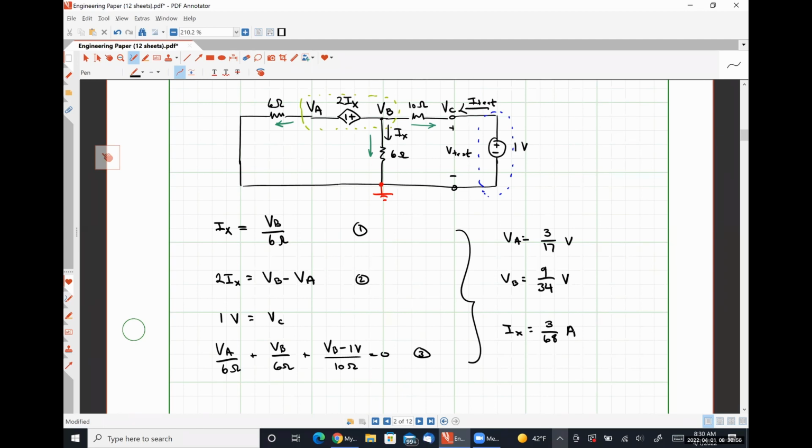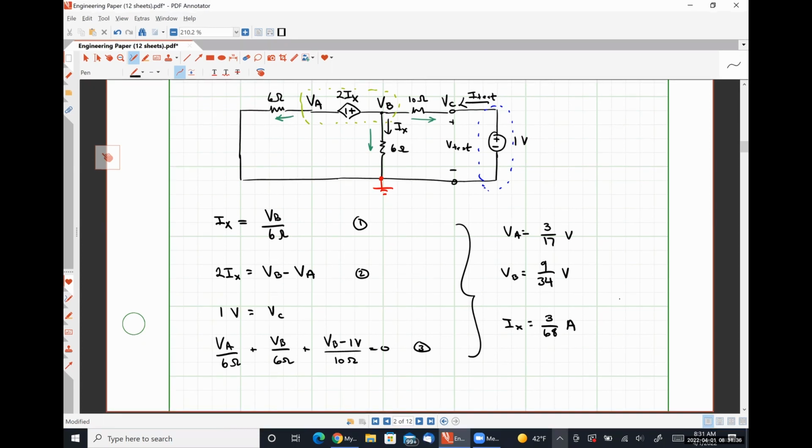Okay, so we solved for VA, VB. We know what VC is from our voltage relationship equation. How do we get I test? Yes, it is exactly the opposite of the current flowing through the 10 ohm resistor, which we defined a couple of minutes ago.